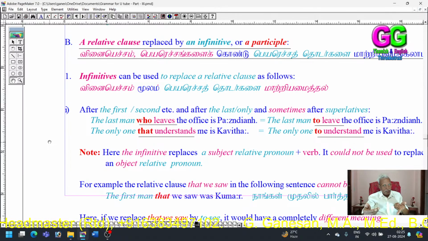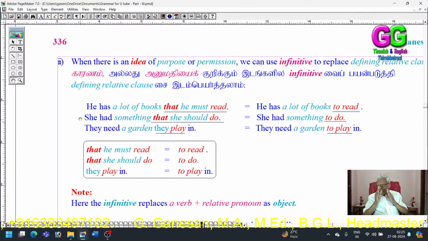Then, secondly, regarding the infinitive, what we have seen: when the relative clause has an idea of a purpose or permission, then that relative clause can be replaced by an infinitive. That is where the relative clause can be reduced into a simple sentence using an infinitive. All the three things we have seen.